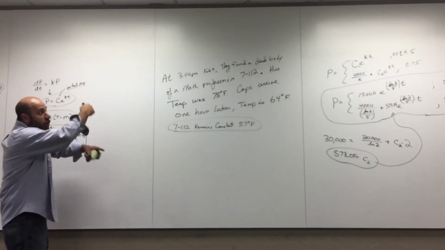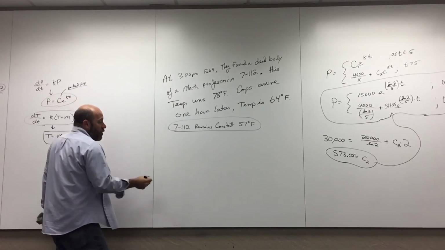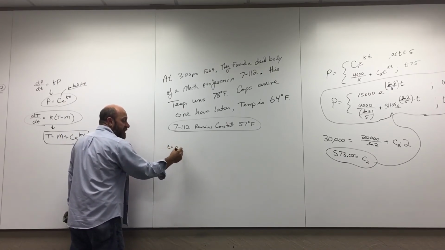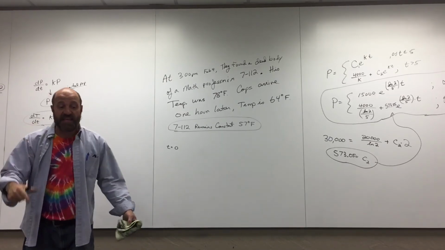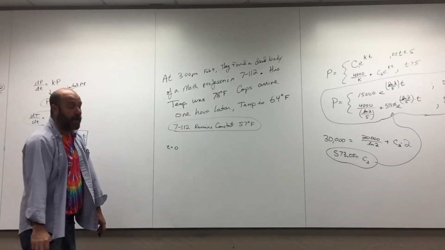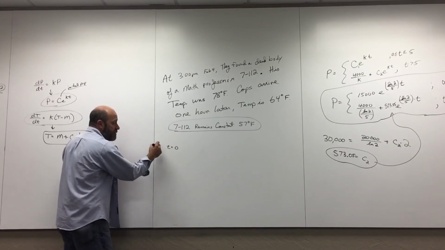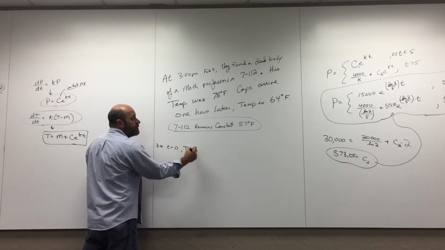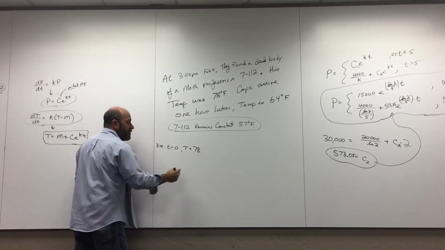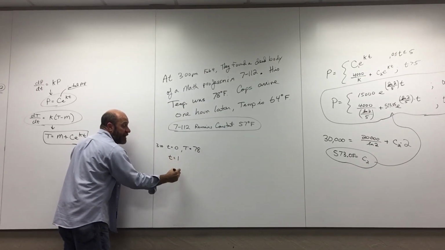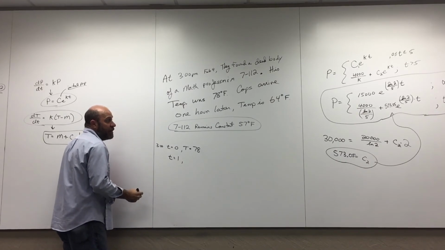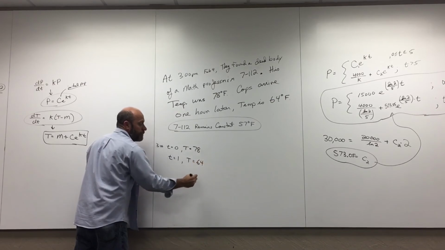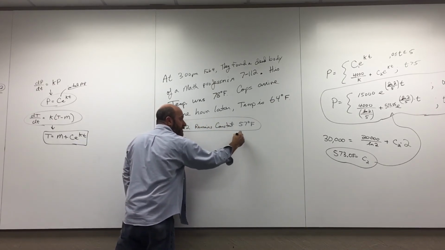What I like to do is organize my data. At some point I want to call time 0, and it's very convenient to call one of the given times 0. So we'll call 3 p.m. 0. And what was his temperature? 78. Okay, here's another piece of data. 1 hour later, the temperature was 64. The M is 57.